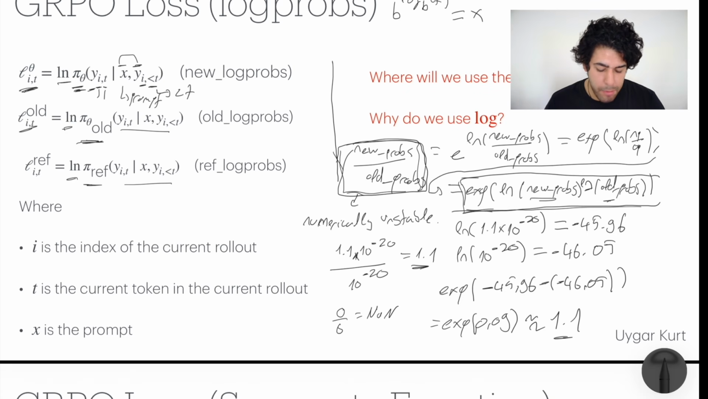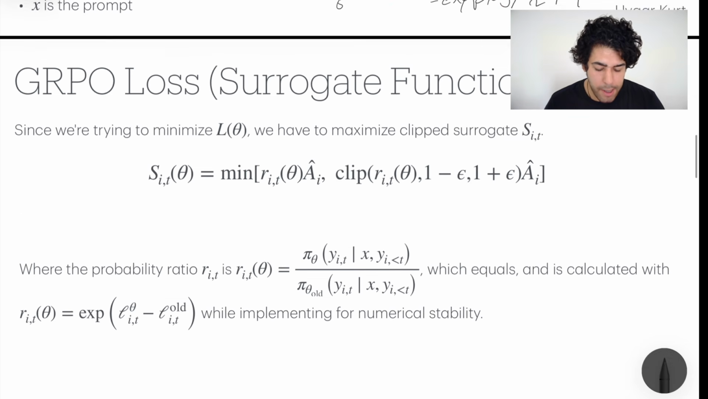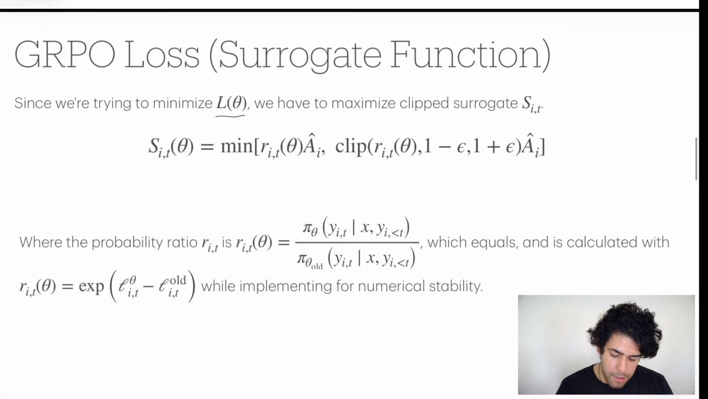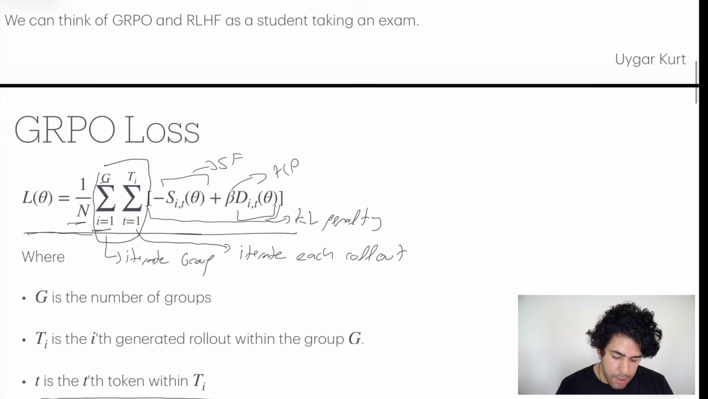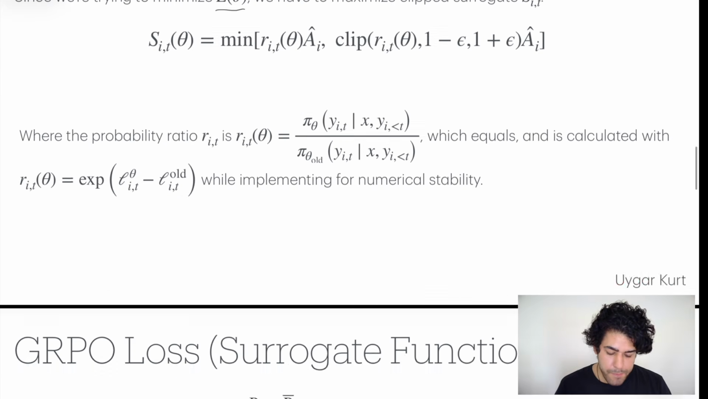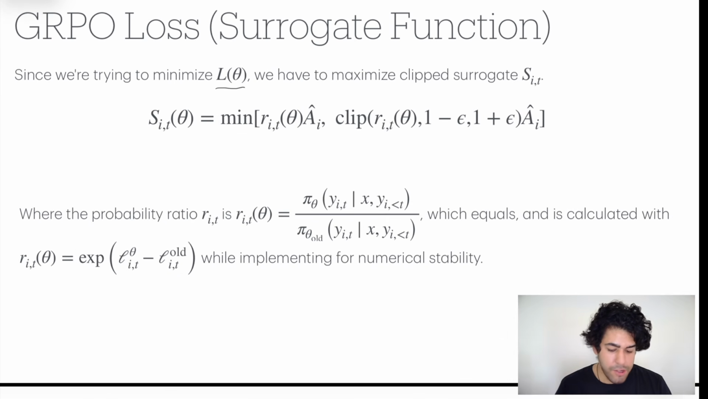And why we will need probability ratios, now we will explain that within the surrogate function. So this is the surrogate function, it is the PPO basically, and if you're familiar with it, you will directly recognize it. We are trying to minimize our loss, and when we look at the formula, if we want to minimize this loss, we have to maximize our surrogate function. So this is our purpose, to maximize the surrogate function.